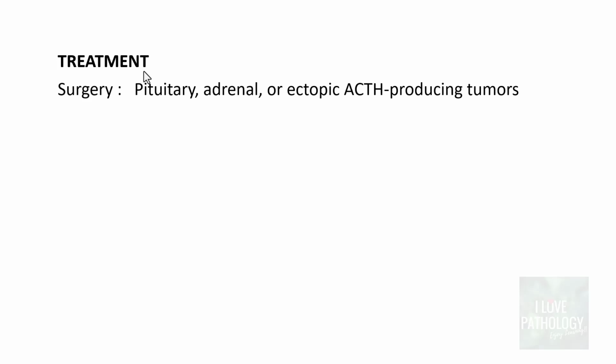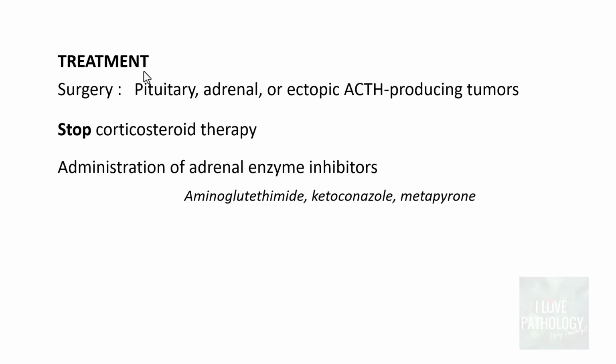How do you treat Cushing's syndrome? It depends upon the cause of Cushing syndrome. One, if you know that the cause is because of tumors, pituitary, adrenal, or ectopic ACTH producing tumors, the first choice obviously will be surgery and removal of those tumors. If the patient is on steroid treatment for some chronic infections or inflammatory conditions, obviously you have to stop the steroid because the patient is already manifesting with symptoms of Cushing syndrome. And then you can also administer adrenal enzyme inhibitors. Okay, like for example, aminoglutethimide, ketoconazole, and metyrapone. These are the ones which are commonly used.